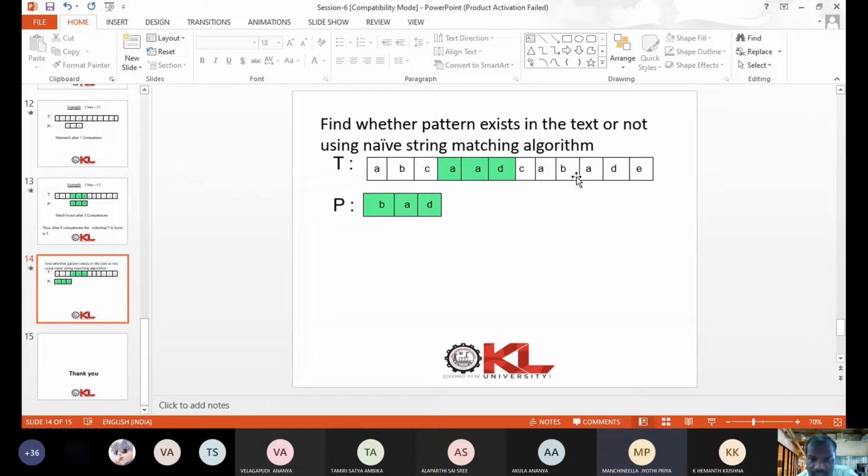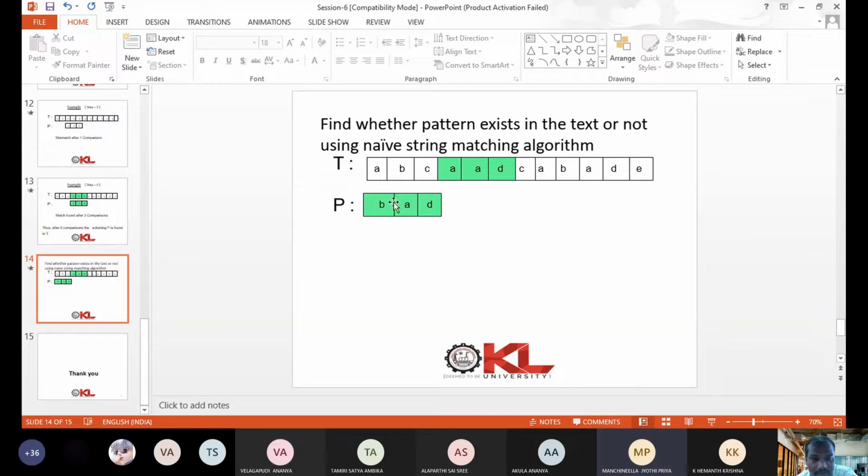So to arrive at this answer, how many comparisons did we make? 2, sir. 2. Okay. So first we start with this A. A is compared with B. Mismatch occurs, one comparison. Then you slide to the next character. B is compared with B. Okay, match is there. Then the next character A is compared with C. Mismatch occurs. So in the second iteration, the mismatch occurs after 2 comparisons. Yes, sir, 2 comparisons. That is why you slide one more character.